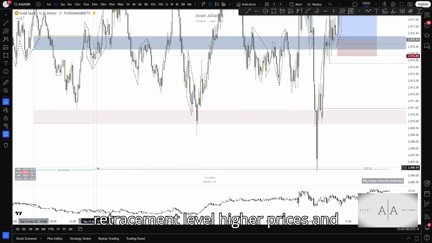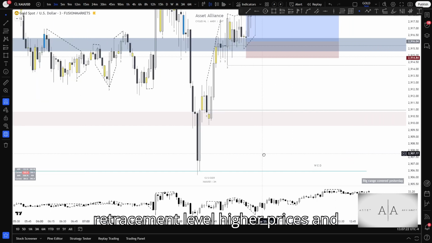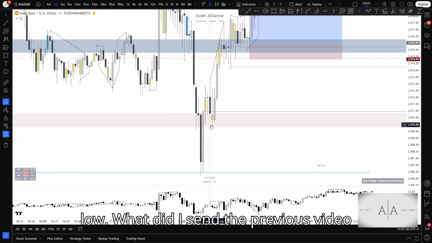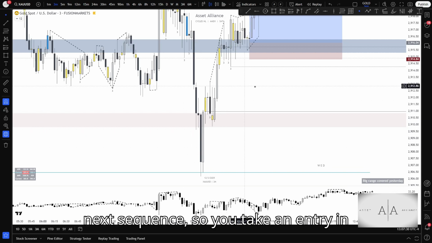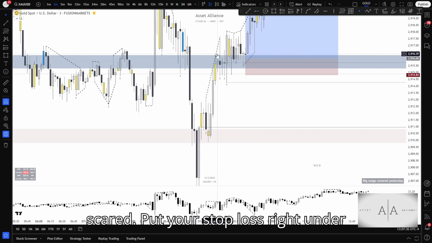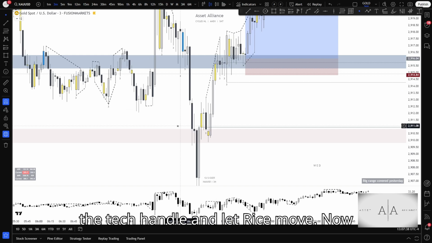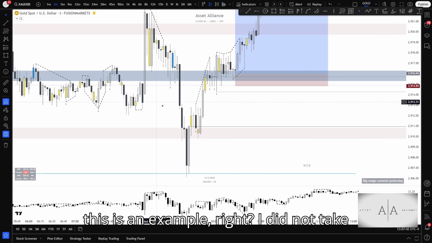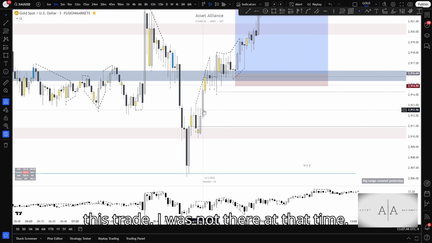So retracement level, higher prices, and then new tack made a low, right? What did I say in the previous video about tack? A low equals bullish until the next sequence. So you take an entry in here until OTE, and OTE made a high. So here you could have gotten a little bit scared, put your stop loss right under the tack candle and let price move. Now this is an example, right? I did not take this trade. I was not there at that time.